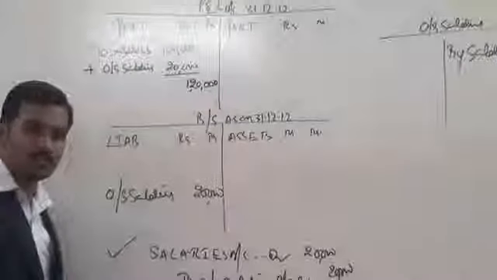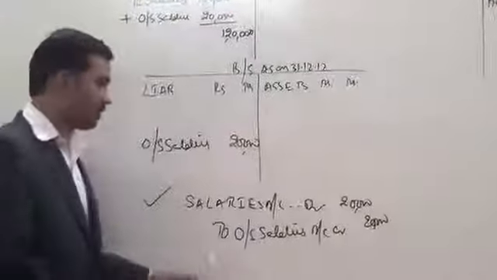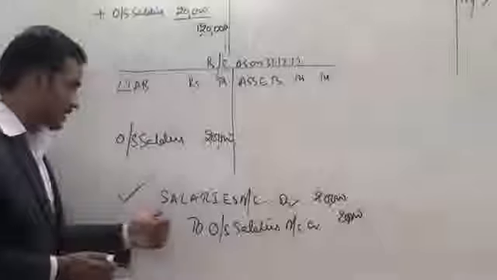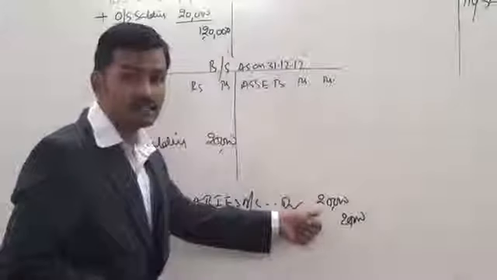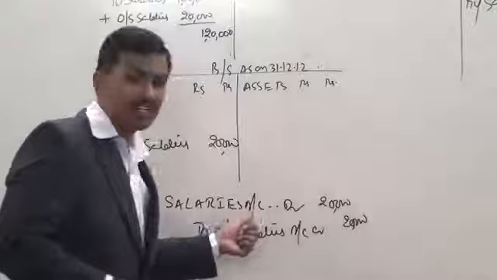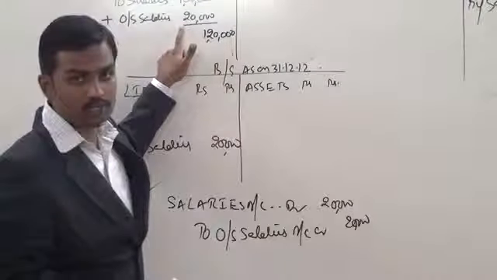This is called an adjustment entry. Salaries account debtor to outstanding salaries. Now we have to give effect to this entry directly in the final accounts. Salaries account has to be debited 20,000. Salary account was already showing a debit balance of 1 lakh. You are again going to debit that account, the balance will increase. So the same increase I am showing in the profit and loss account.